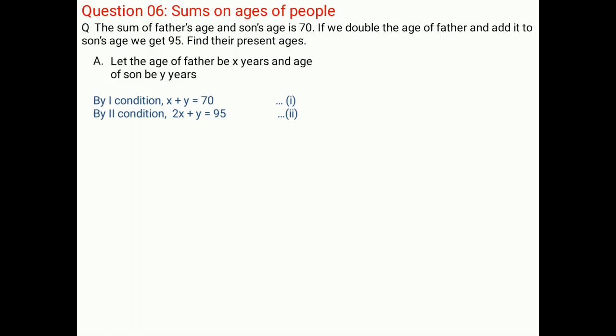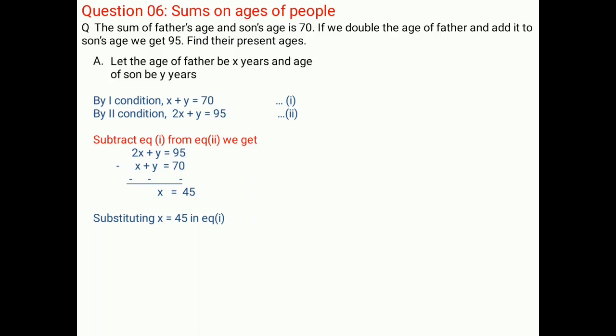Now since the coefficient of y is same in the equations, I will subtract equation 1 from equation 2, which gives me 2x plus y is equal to 95 minus x plus y is equal to 70. This gives me x is equal to 45.